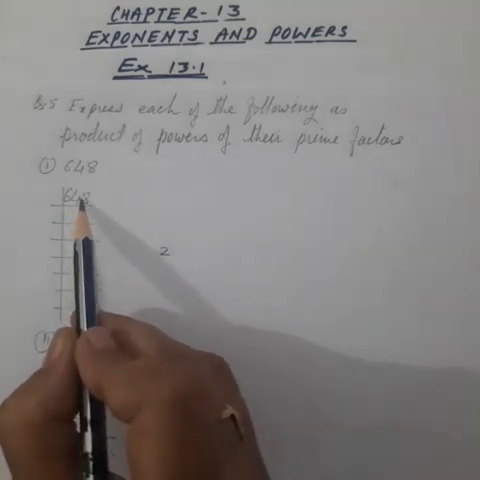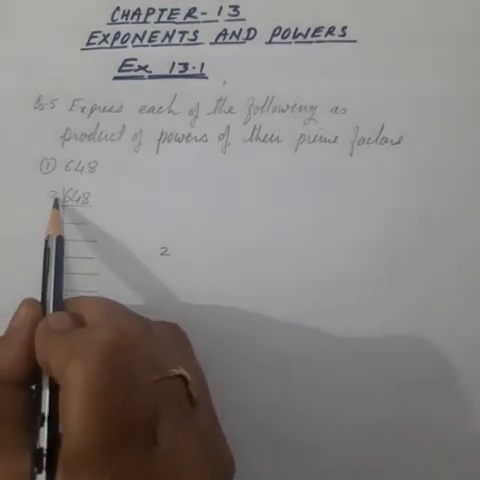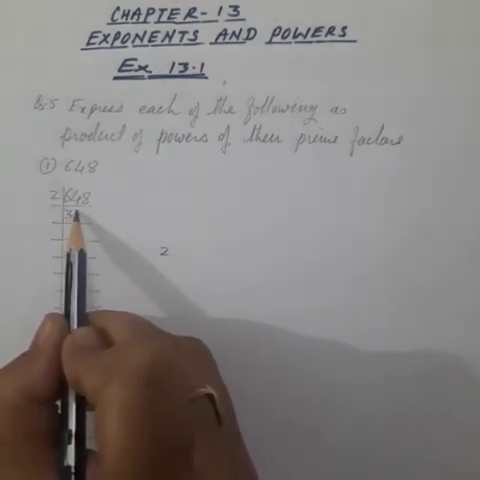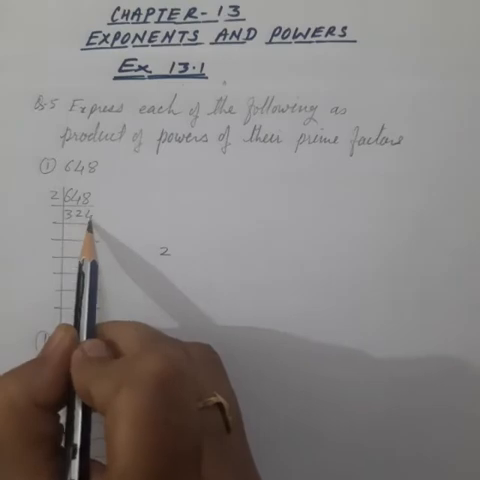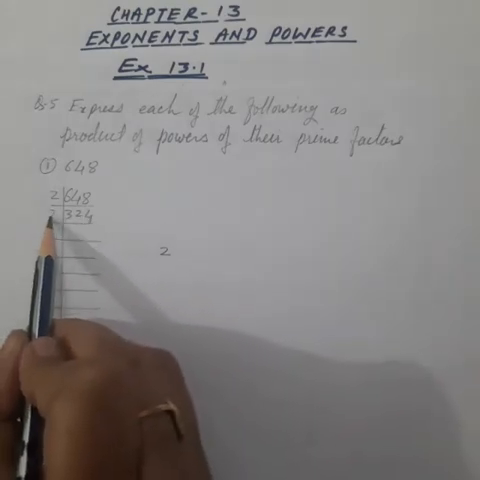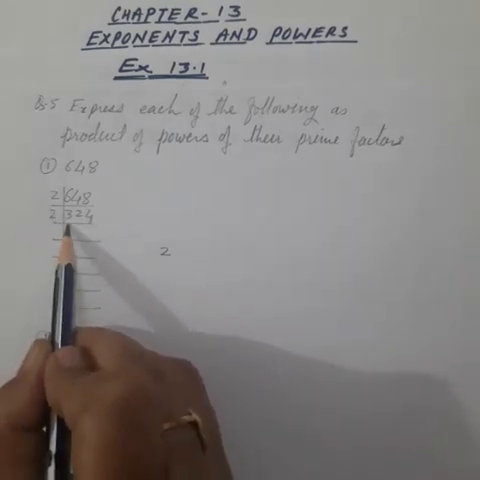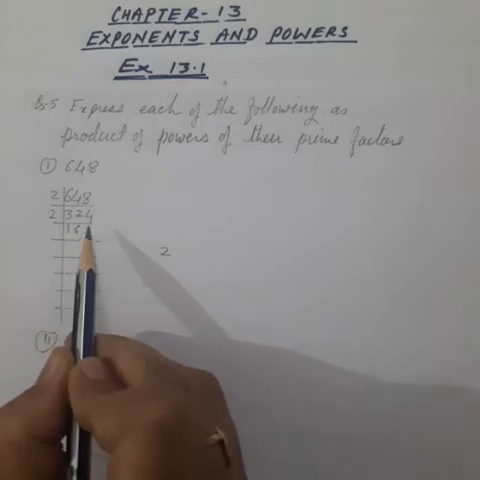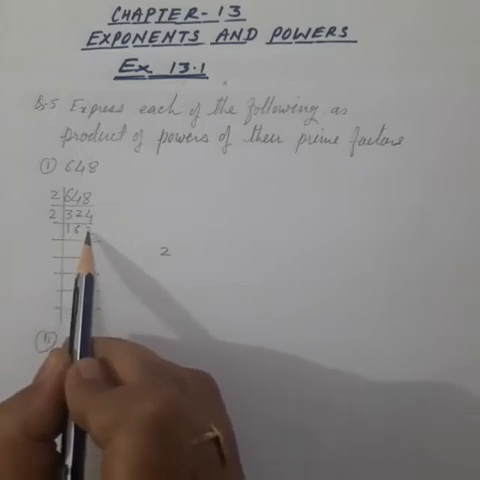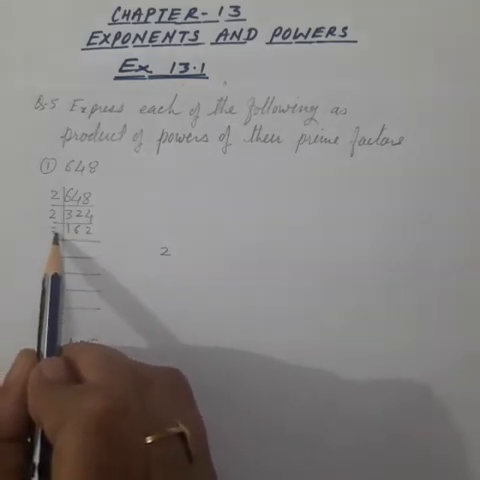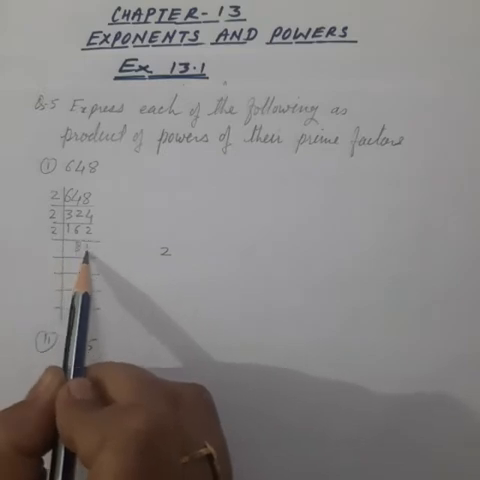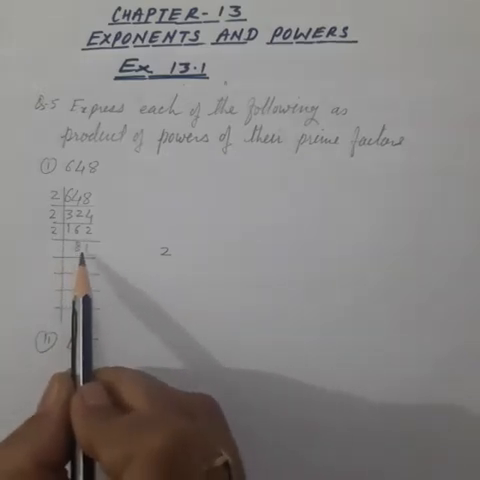This is an even number, so it is divisible by 2. Divide by 2. 2 3s are 6, 2 2s are 4, and 2 4s are 8. This is again an even number, divisible by 2. 2 1s are 2, 2 6s are 12, and 2 2s are 4. Again this is an even number, divide by 2. 2 8s are 16, 2 1s are 2. Now this is an odd number.